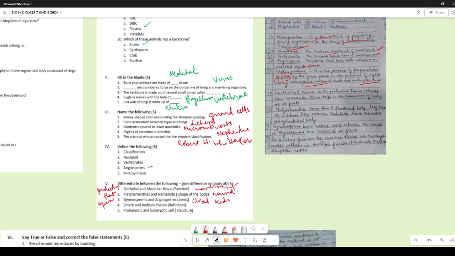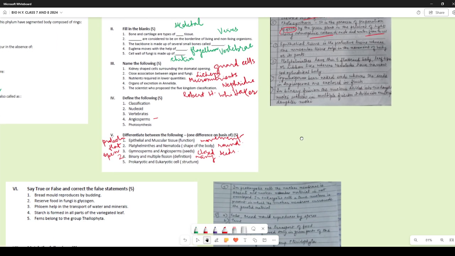Binary and multiple fission. In binary fission, the nucleus divides into two, whereas in multiple fission, the nucleus divides into many daughter nuclei, in two daughter nuclei and in many daughter nuclei. As a result, in binary fission you get two daughter cells, and in multiple fission you get multiple daughter cells, many daughter nuclei.